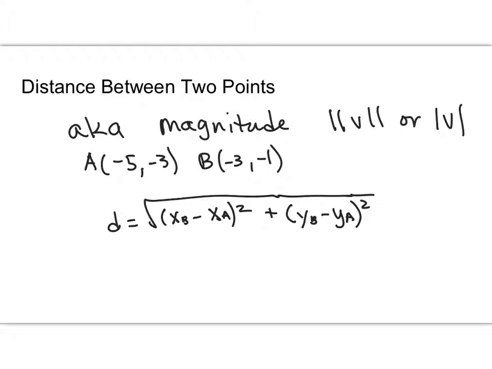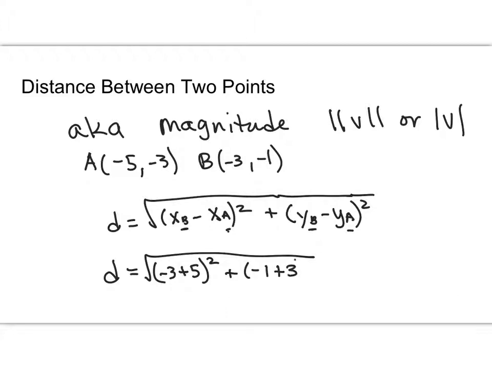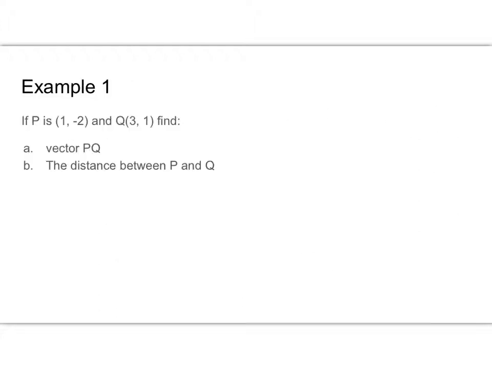It looks like the distance formula from geometry, where instead of b you had x2 minus x1 and y2 minus y1, same formula. Just that we're going from point A to B. So the distance in this case would be negative 3 minus, or plus 5, because it's minus a minus, squared, plus negative 1 plus 3 squared, which ends up being 2 squared plus 2 squared, which would be radical 8. It's as simple as that.